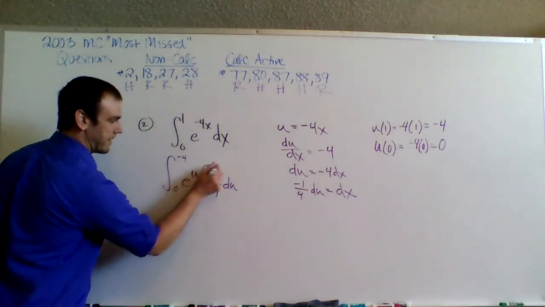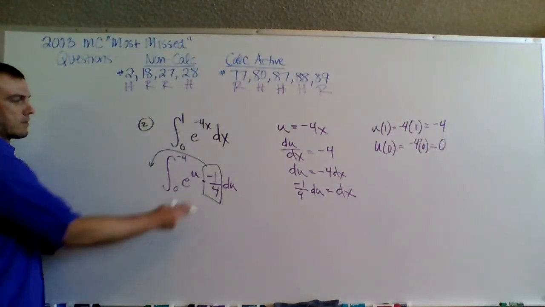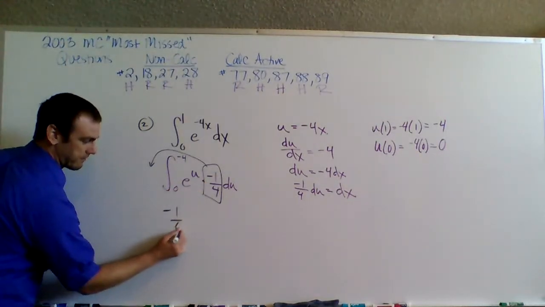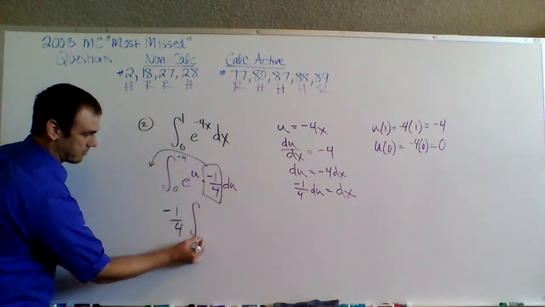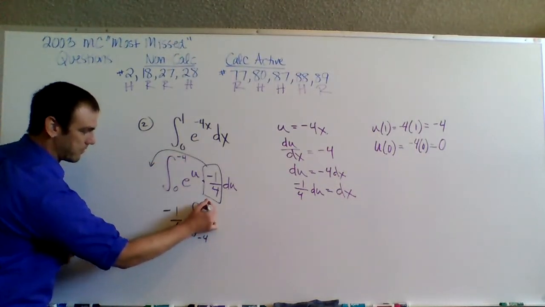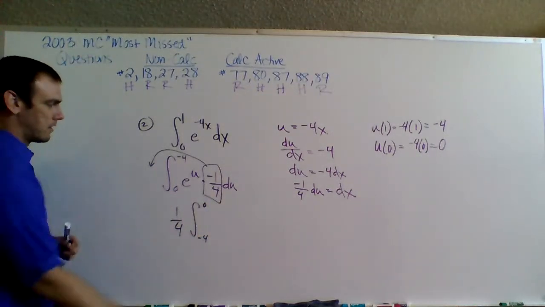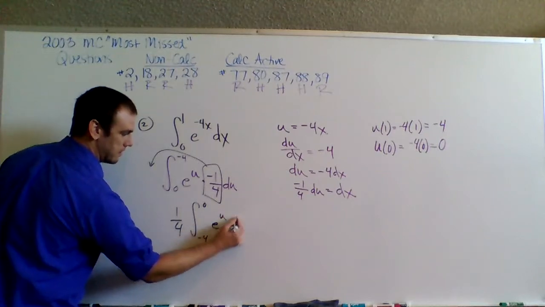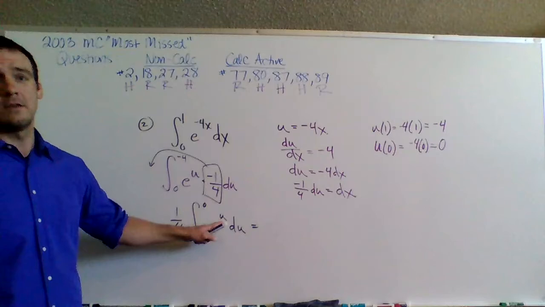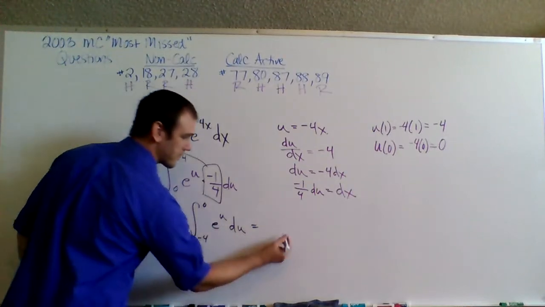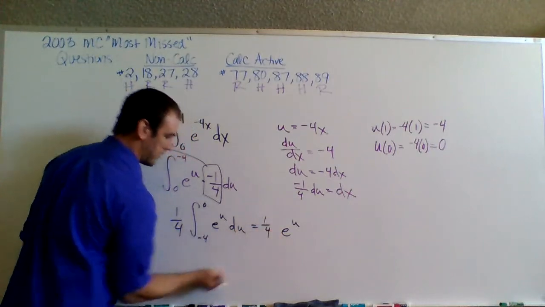I also have this negative 1/4. I'm going to bring that out front right now. So if this was a negative 1/4, I'm also switching my boundaries. So this is going to be now from negative 4 to 0. This is going to be a positive 1/4, e to the u du. Alright, so now we can just integrate that. Well, the integral of e to the u is just going to be e to the u. Okay, we still had our 1/4 out front.